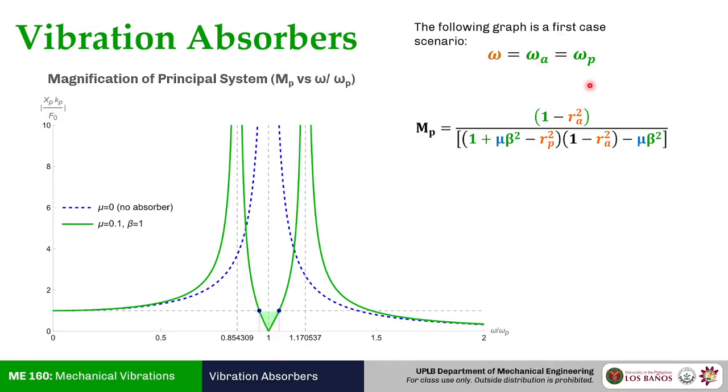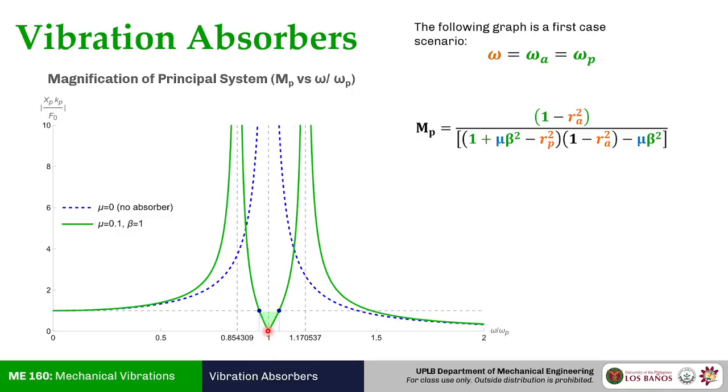If we follow the conditions such that omega A is indeed equal to omega, then we get the green graph. So this green graph is the behavior of our primary system with the properly tuned absorber. And if you notice that at omega equals omega P, or R equals 1, the amplitude of the primary system is completely gone. It's 0. That is amazing.